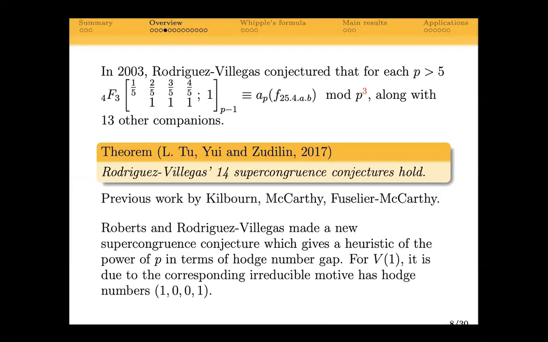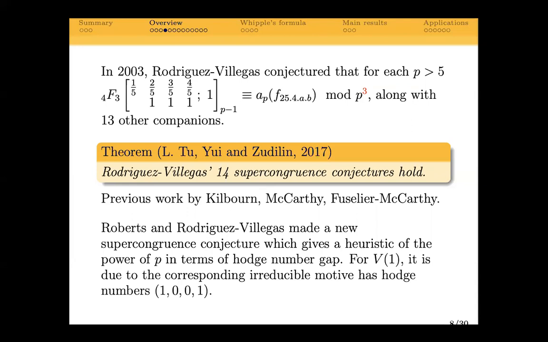He actually saw that for any p bigger than 5, the two objects agree. One is the truncated hypergeometric function at p minus 1, playing the role of the Hasse invariant. The right-hand side is the p-th coefficient of this weight-3 modular form. They agree modulo p to the 3 power, and it is called a supercongruence. It means that it's actually much stronger than what the generic congruence tells you.